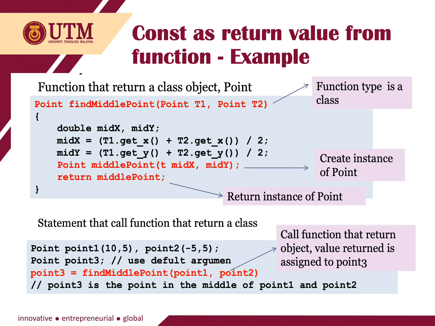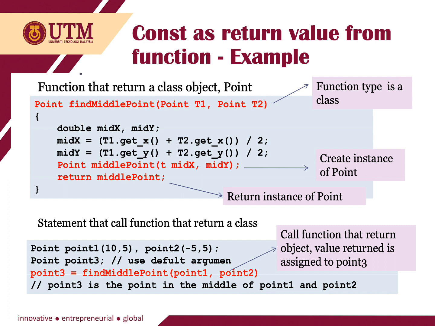Okay, so this is example. We can see here a function that returns a class object point. This is our class object, right? We have a function here called find middle point, and the function type is a class. Basically here we are trying to create an instance of point, and then we want to return the instance of point. All right, so here is an example statement that calls a function that returns a class.